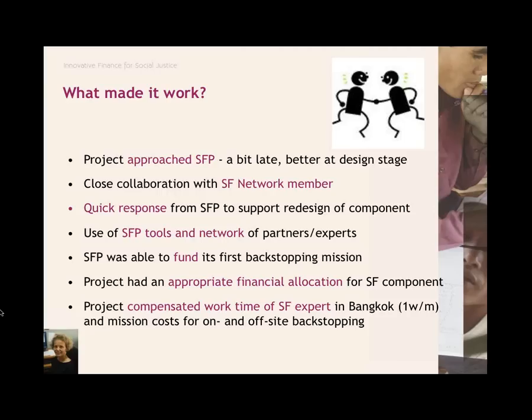Another crucial factor is that the project had a good financial allocation for this social finance component. To give you an idea, the budget for the whole project was $1.8 million, and $200,000 were allocated to this social finance component. So if you plan to have a social finance component in your project, don't forget to make financial provisions for it. Plan not only for the activities, but also for the consultants and for the ILO experts who will help you to do it well.